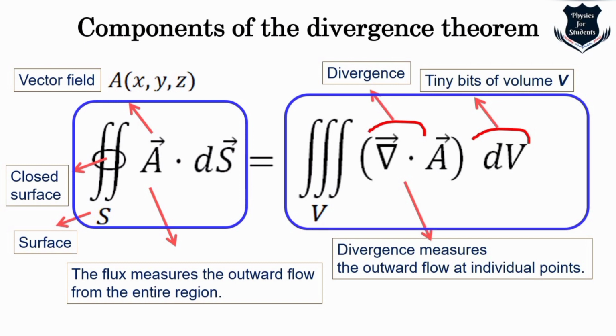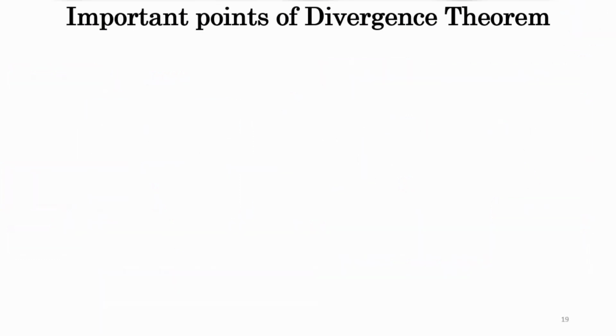So adding up the bits of divergence gives the same result as the flux. And this is the 3-dimensional volume. So I hope now the components of the divergence theorem become clear, why I am showing it, and why this is an integral part of understanding our concept of divergence, Gauss's law, the divergence theorem. Here are a few important points before we move ahead.